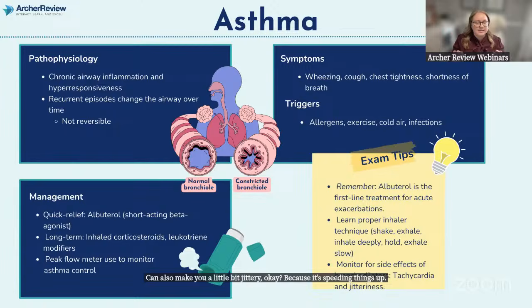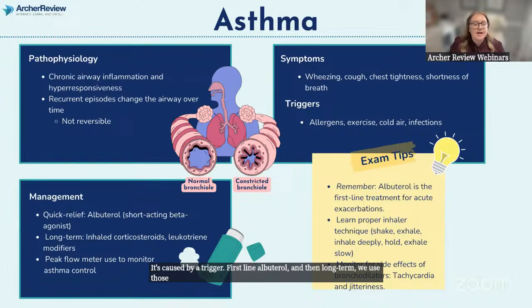So that is asthma. Sum it up: wheezing, it's caused by a trigger. First line, albuterol, and then long-term, we use those inhaled corticosteroids and the leukotriene modifiers. If you're going to work with kids at all, you're definitely going to see asthma. So this is a good one to hone in on.